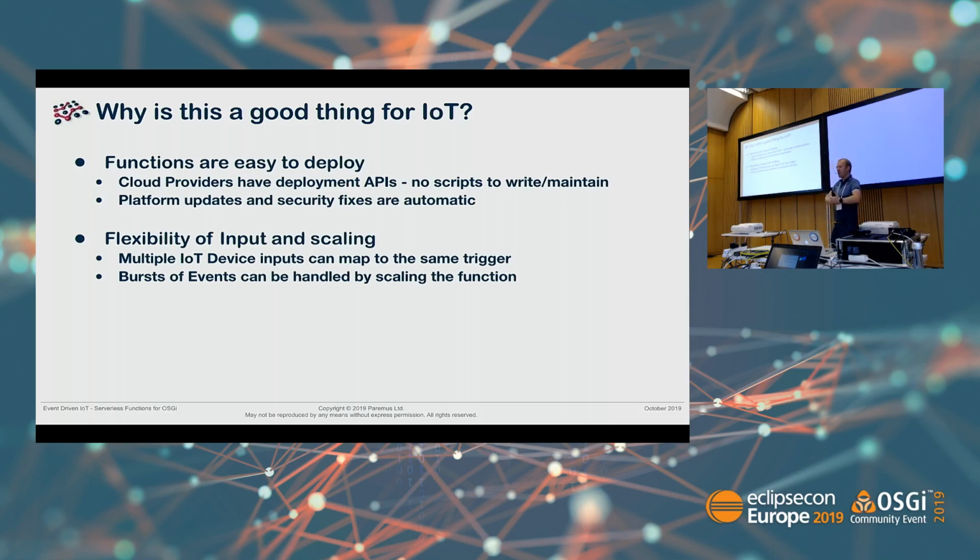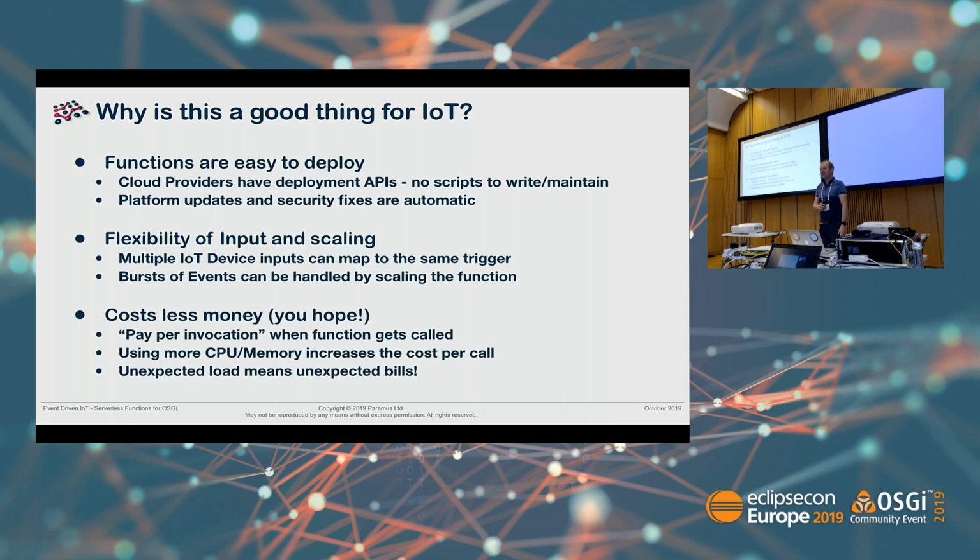So IoT is going to be the kind of thing where you see bursts of events that would overwhelm any normal system, and that you've got potentially hundreds of different IoT devices that you all want to trigger the same function. And if you have to write a different adapter mapper for every single one of those, then your life will be hell.